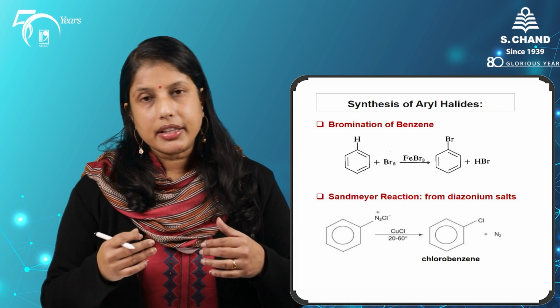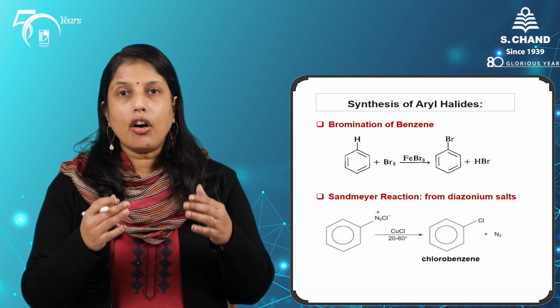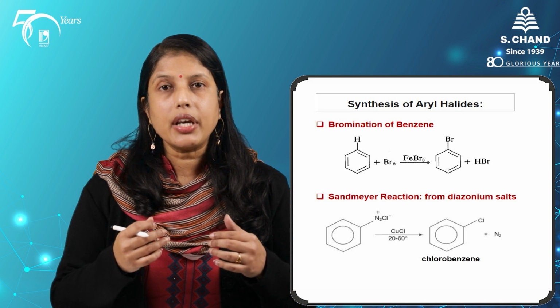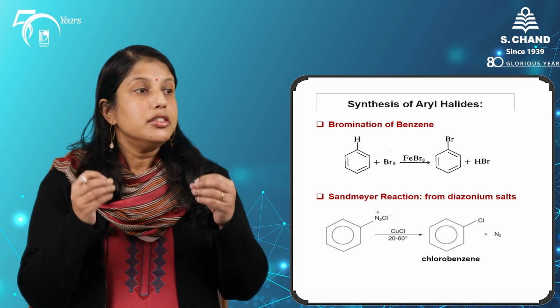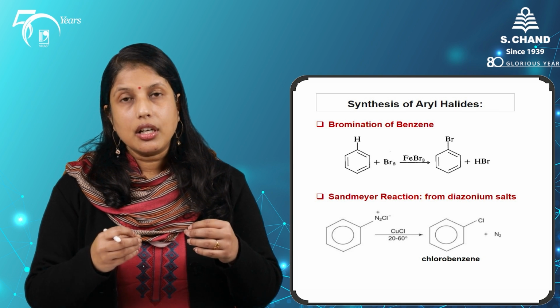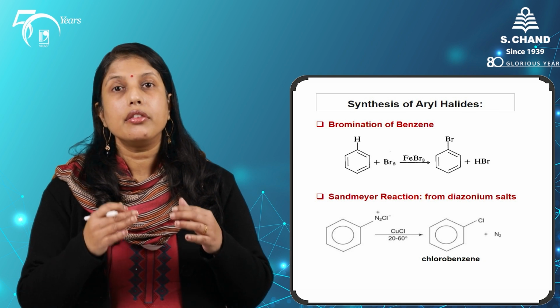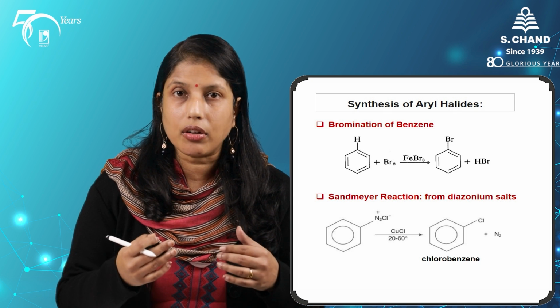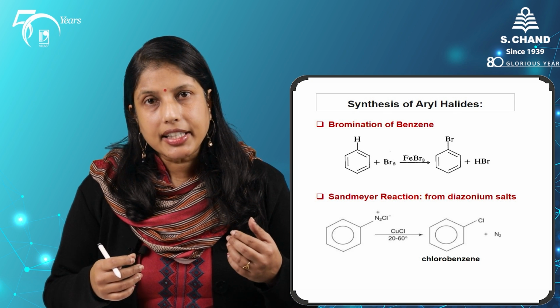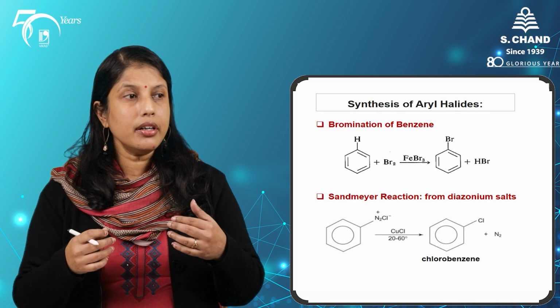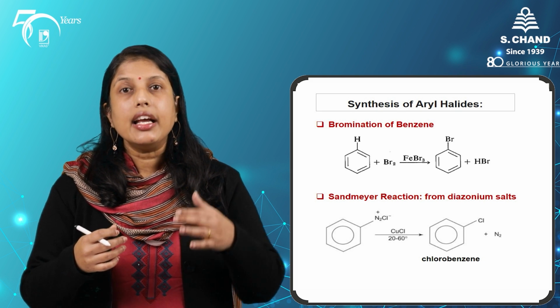The other common method for the preparation of the aryl halides is known as our Sandmeyer reaction. During the Sandmeyer reaction, a diazonium salt reacts with our cuprous salts. How do we prepare diazonium salts? I hope you remember that when aniline is treated with nitrous acid at cold temperatures, we are able to synthesize our diazonium salts. What are some of the reactions common to our aryl halides?